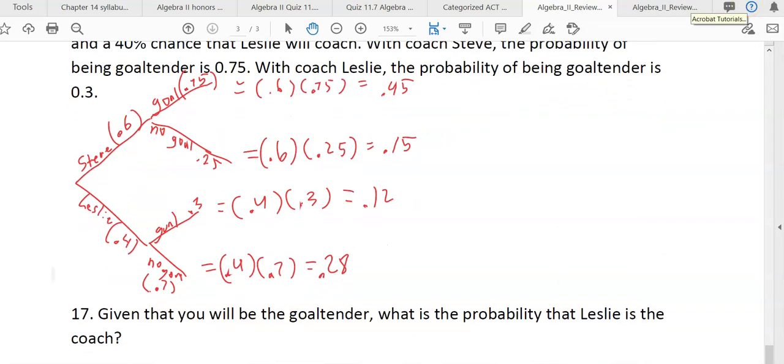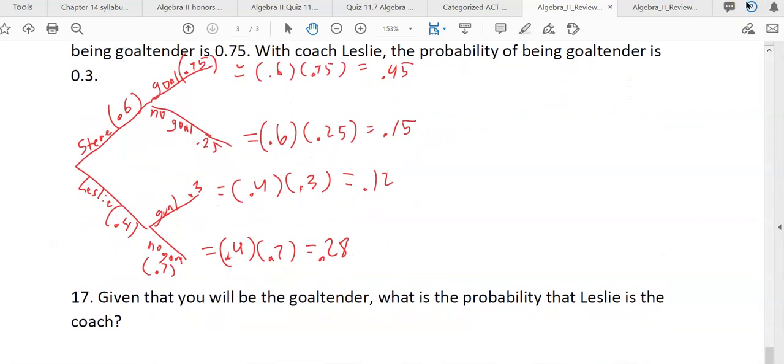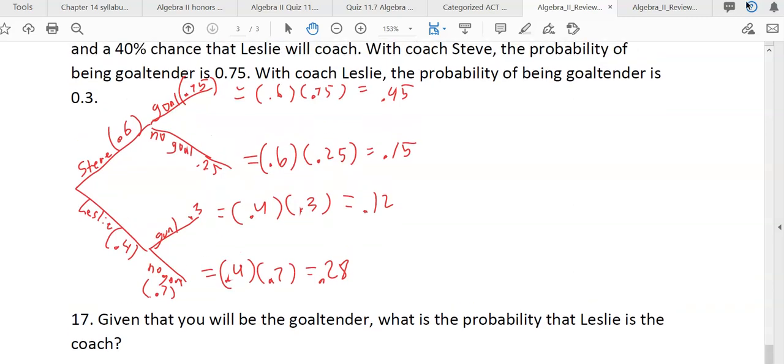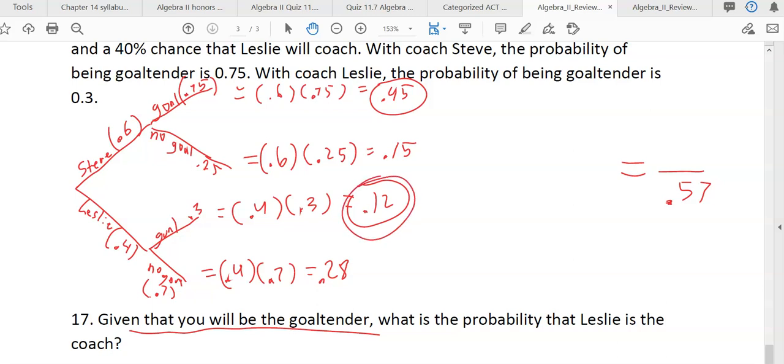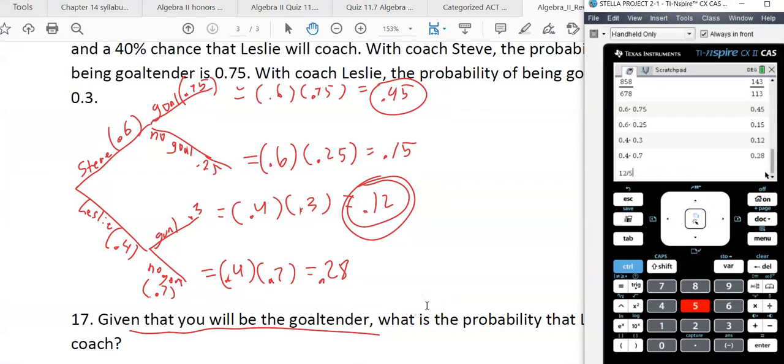Let's answer the questions now. Given that you are goaltender, what is the probability that Leslie is the coach? So given that I'm goaltender, that's the given, so that's my denominator. Goaltender would be this and this, right? So if you add that up, that's 0.57. So the denominator is 0.57. And the numerator is the probability that Leslie is the coach. Leslie's coach for this one, so that'd be 0.12 over 0.57, or 12 divided by 57 if you want to do it the fast way. 12 divided by 57 is 4/19, which is the answer.